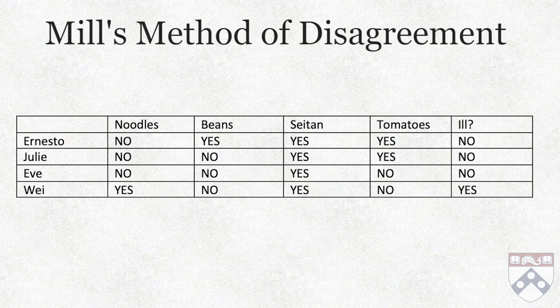Now let's look at Mill's method of disagreement. It's closely related. We make the same table of dependent and independent variables, but in this case, we look for a pattern where a difference in the dependent variable only occurs when there's a difference in a single variable. In this case, Mill's method of disagreement would flag noodles as the likely cause of illness because Wei was the only person who got sick and the only person who ate noodles.